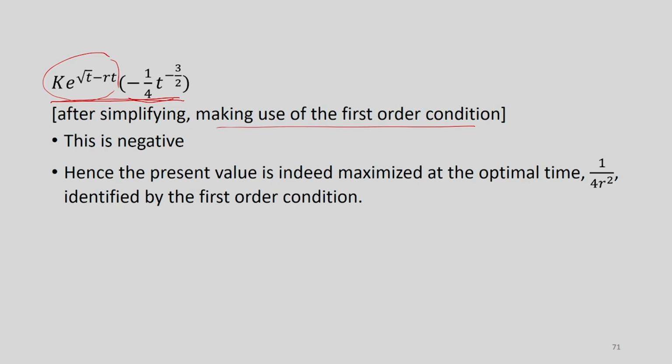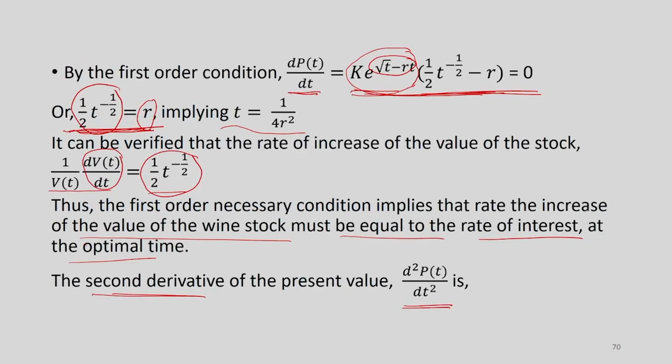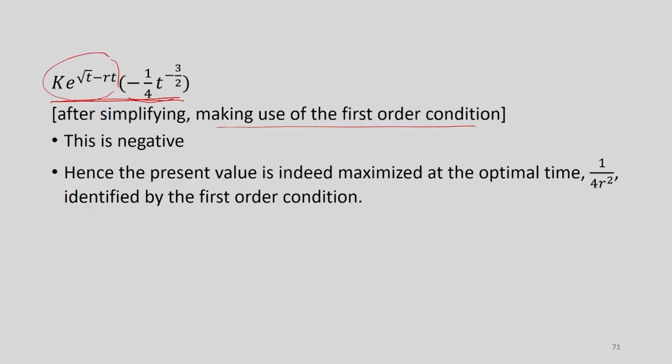Actually, the t that we have obtained by the first order condition, which is 1 divided by 4r square, is actually the point where the maximization is occurring. Hence, the present value is indeed maximized at the optimal time that we have obtained, which is 1 divided by 4r square. Okay, so that is the solution.